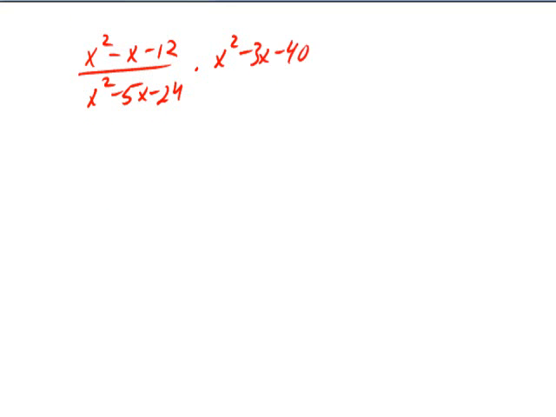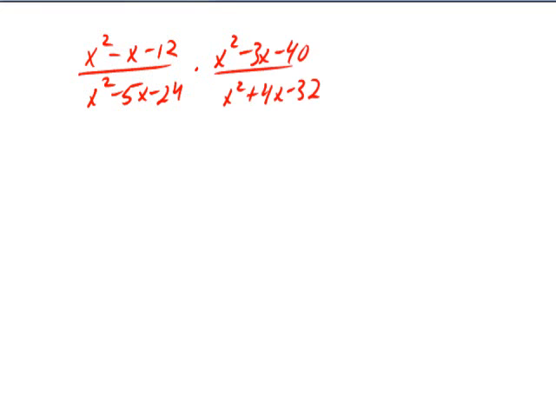Let me give you a practice problem. Pause the video, multiply these fractions together through factoring, and then come back to the video to check your answer.